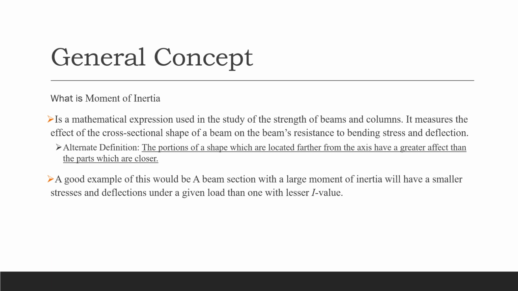In other words, a better way to put it is an alternate definition. The portions of a shape which are located further from the axis have greater effect than the parts which are closer. A good example of this would be a beam section with a large moment of inertia will have a smaller stress and deflection under a given load than one with a lesser I value, and the I stands for inertia.